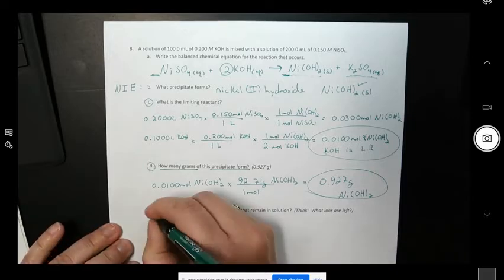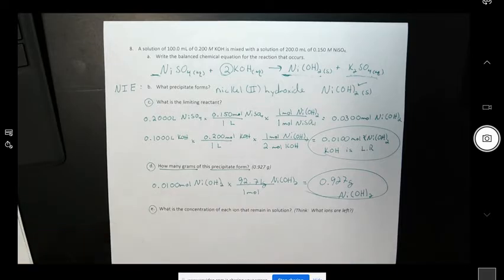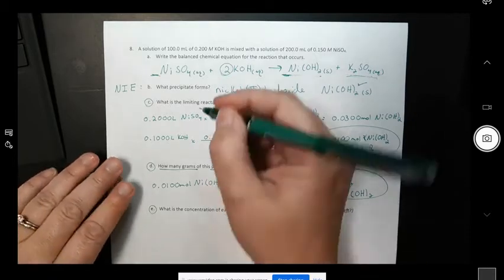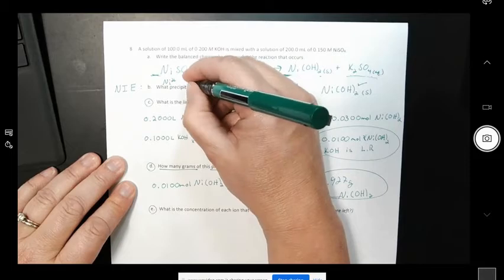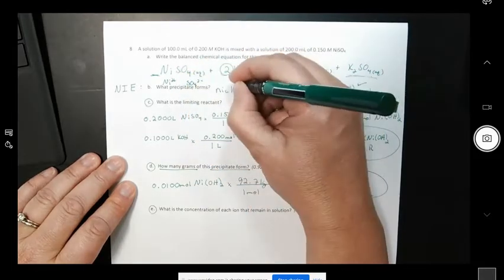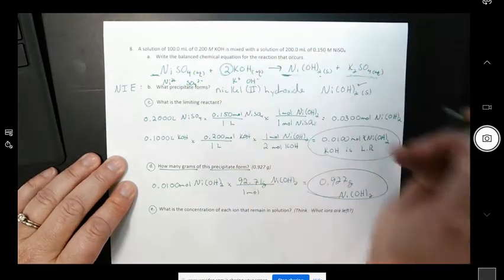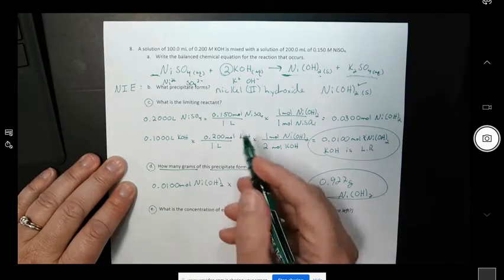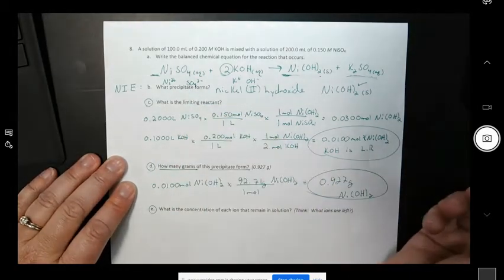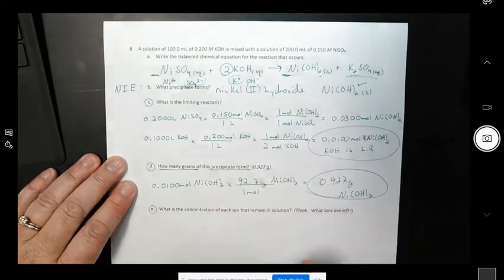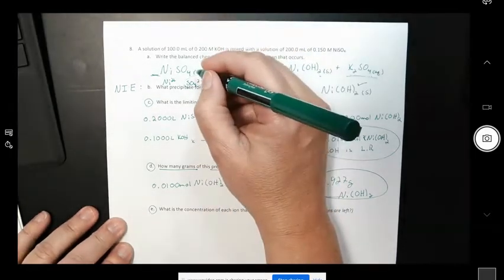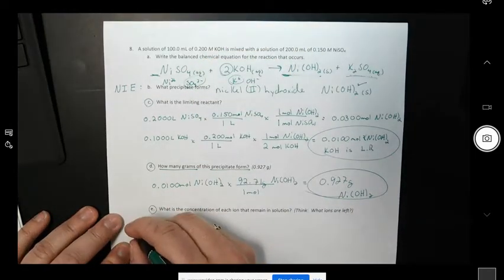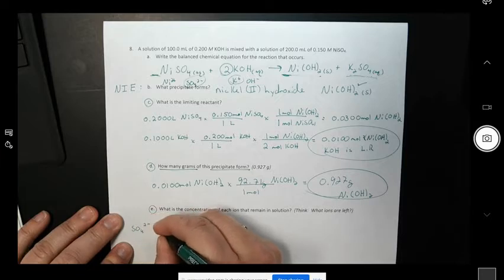The next part is concentration of each ion. So keep track of the fact that in this beginning solution, we have some Ni2+, some SO4 2-, we have K+, and we have OH-. Right away, if we take a look at our spectator ions, they're sulfate and potassium. So one of the things we could do is tackle those two first and figure out what their new concentration is. I'm going to do sulfate first, I think. Originally, sulfate had a concentration.